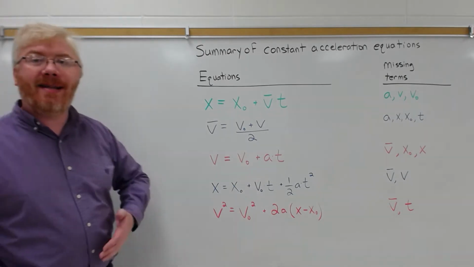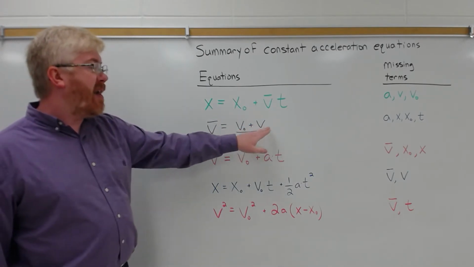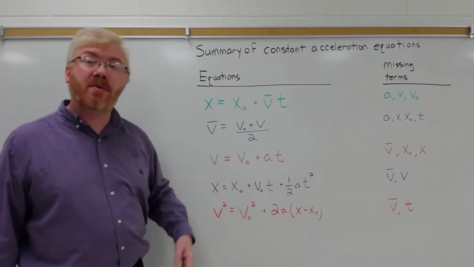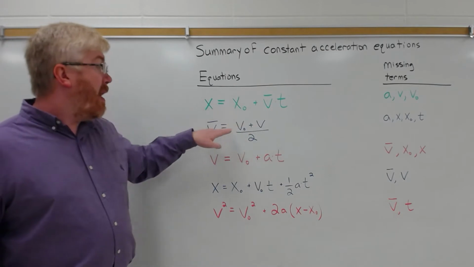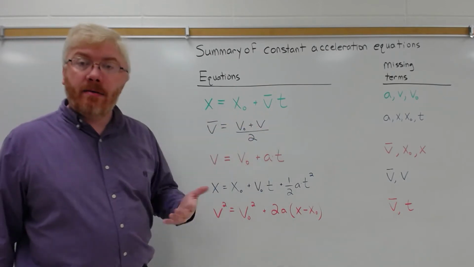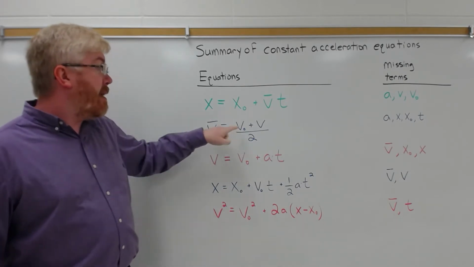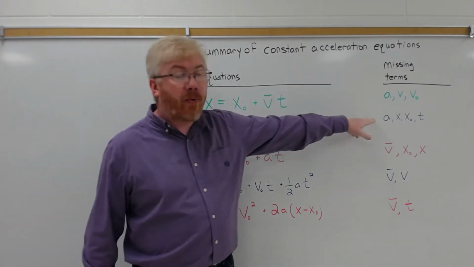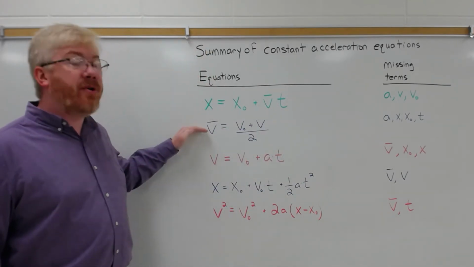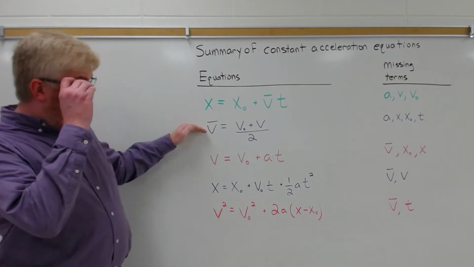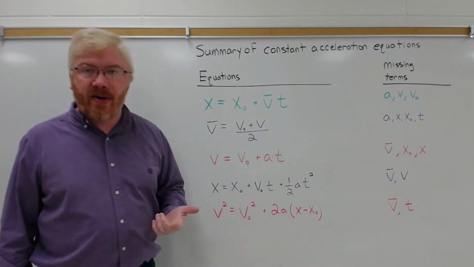Second equation is just what is average velocity. Average velocity is initial velocity plus final velocity over 2. Again, only holds if the acceleration is constant. We have here defined average velocity. Fairly straightforward. Again, missing terms. There's no acceleration in this equation. There's no final or initial position in this equation, and there's no time in this equation. So this equation is useful to go from a final velocity or initial velocity to an average velocity or vice versa.